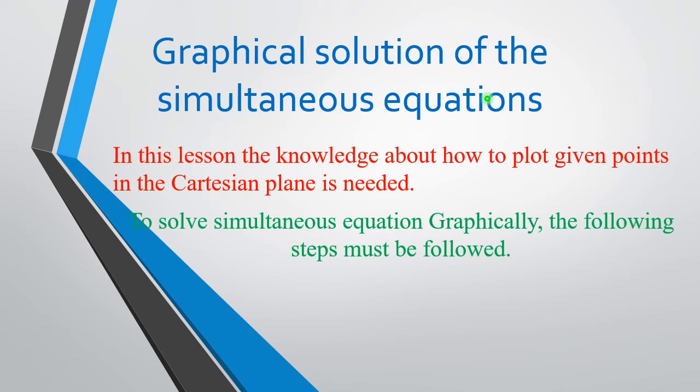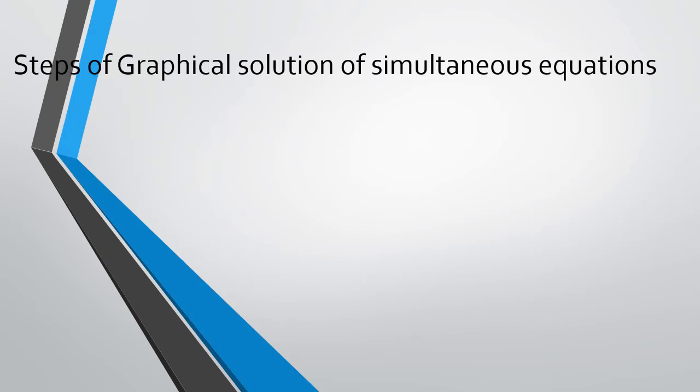To solve simultaneous equations graphically, there are steps that you must always follow, and each of these steps is very important in its own way. I have summarized them into 3 steps, but actually they are more than that. I was trying not to make everything long, so I simplified them to 3 steps. These steps are very important because if you miss any of them, for example step number 1, it will be very difficult for you to solve simultaneous equations graphically. So the steps of graphical solutions of simultaneous equations are as follows.